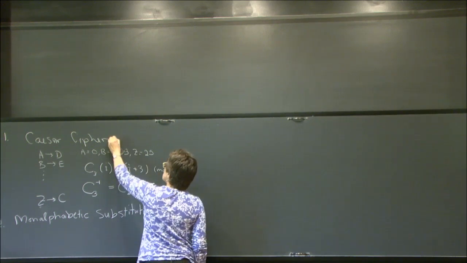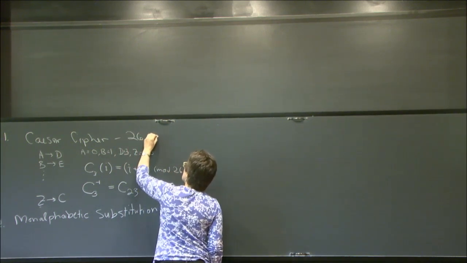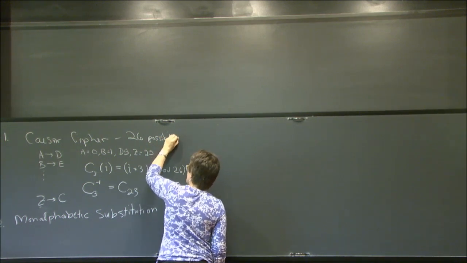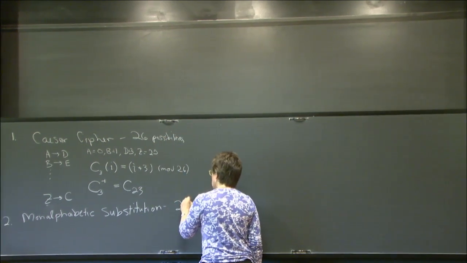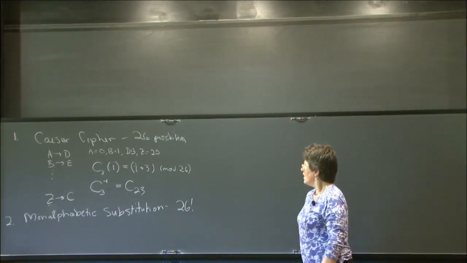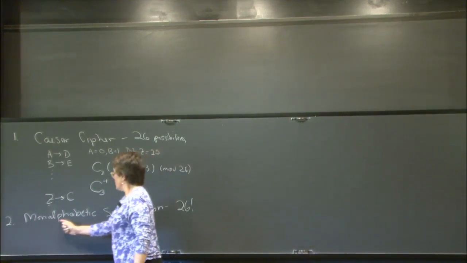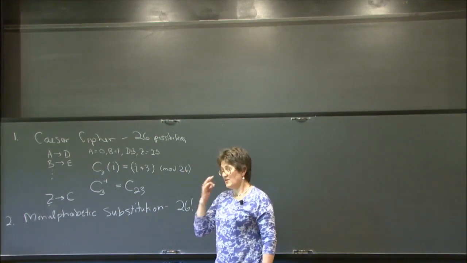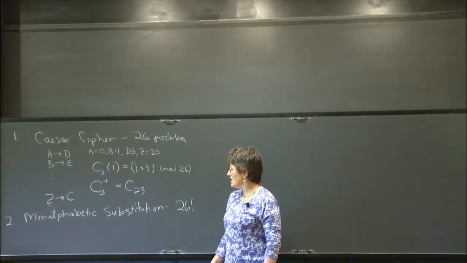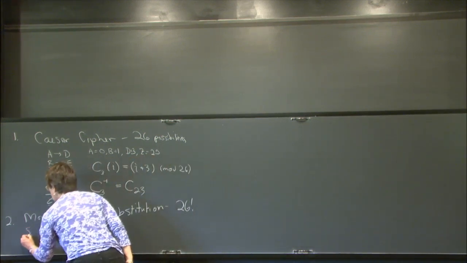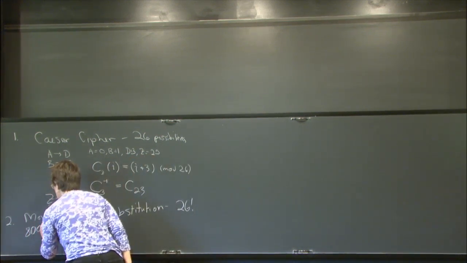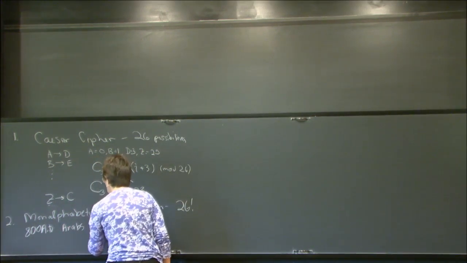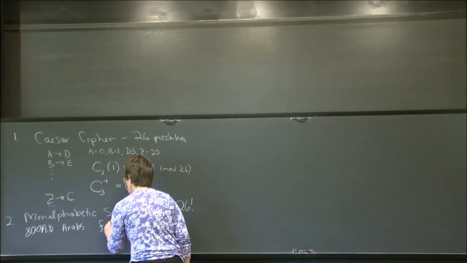So the Caesar cipher has 26 possibilities. And monoalphabetic substitution has 26 factorial possibilities. Okay. This is a lot harder, and it was secure for hundreds of years until in about 800 AD, the Arabs discovered it was subject to frequency analysis.